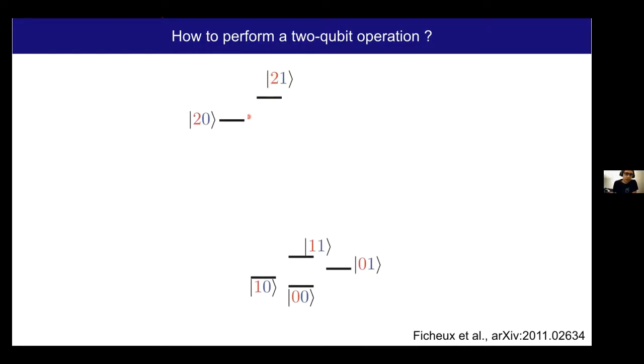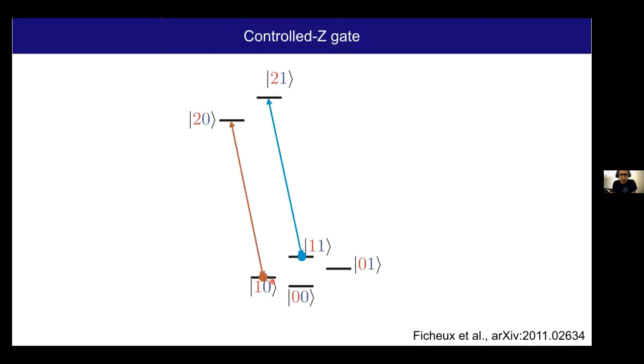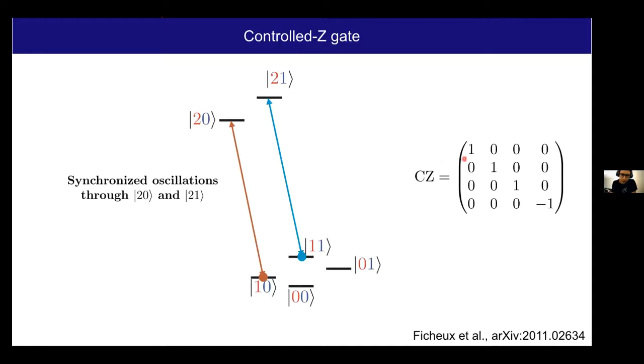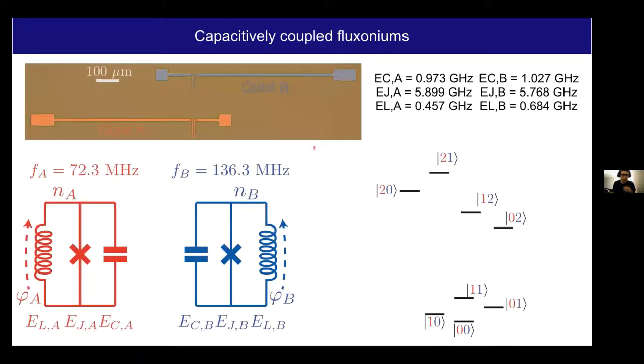And these 2 states can be interacting. So the idea was to say that if we can take the population from state 10 and 11 and bring it up to the state 20 and 21, and then back down, then we will accumulate a phase on state 10 and 11, which can result in a CZ gate. And if these 2 oscillations are synchronized, at the end of the gate, there will be no leakage in the 20 and 21 states. So how does it work in practice?